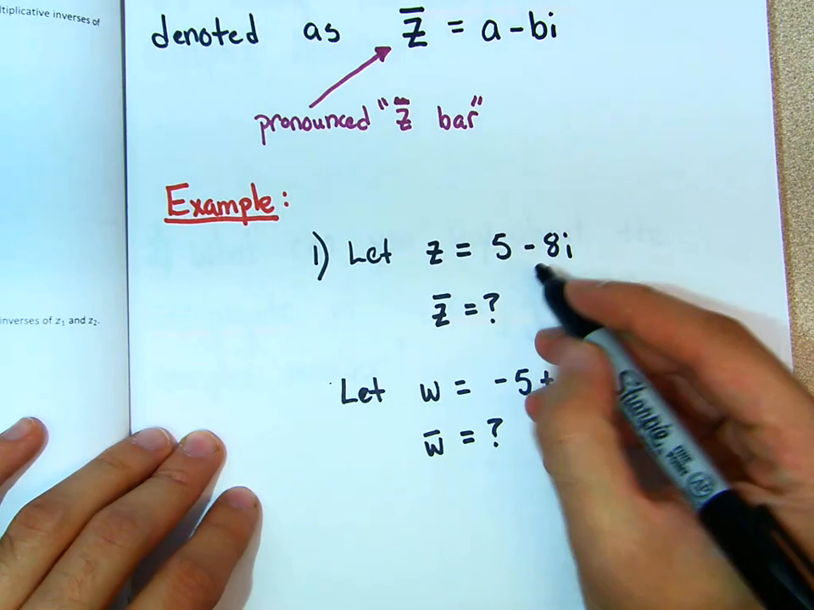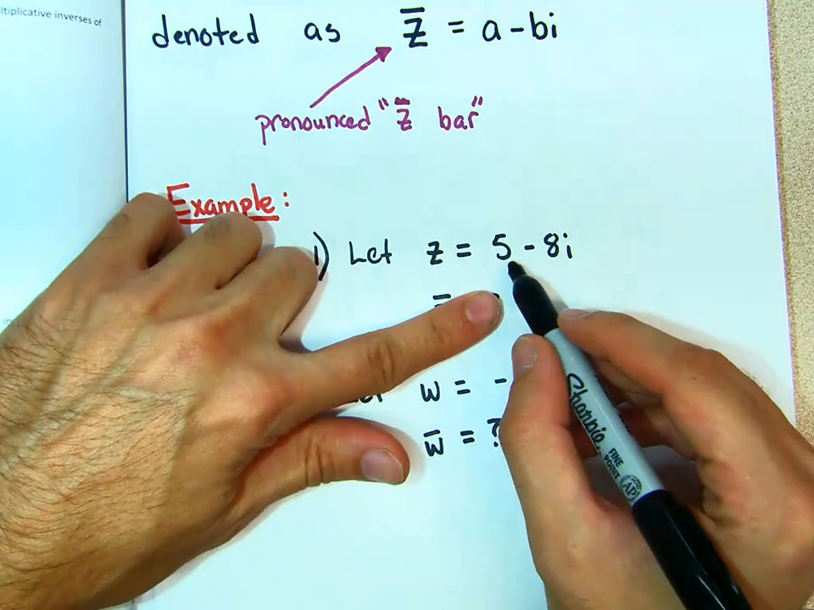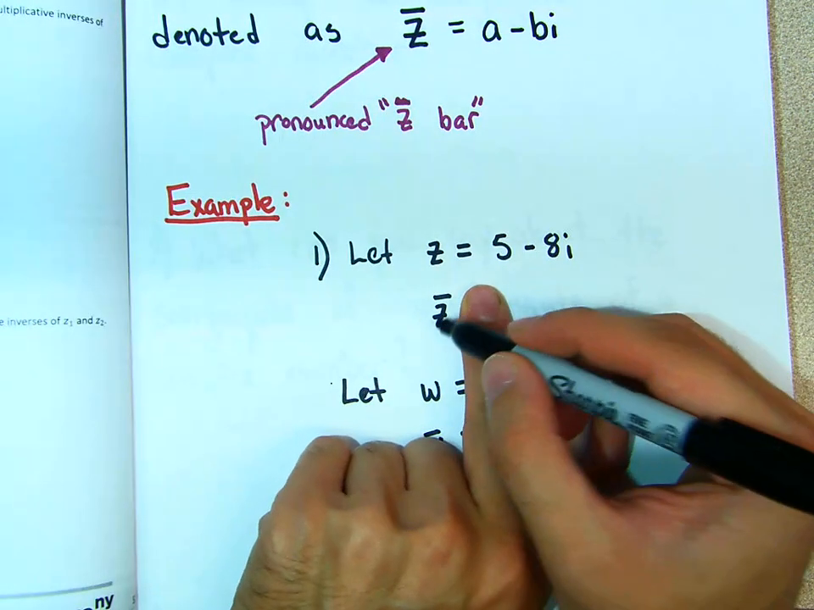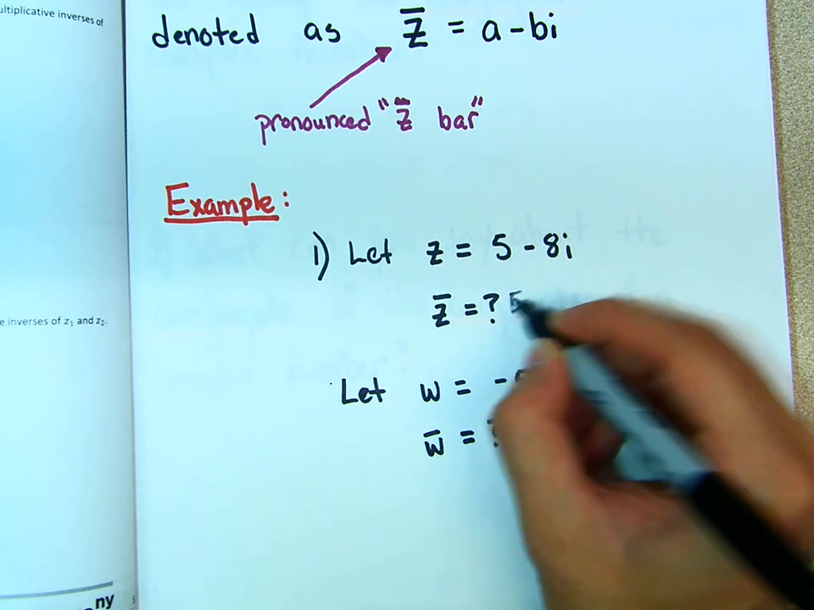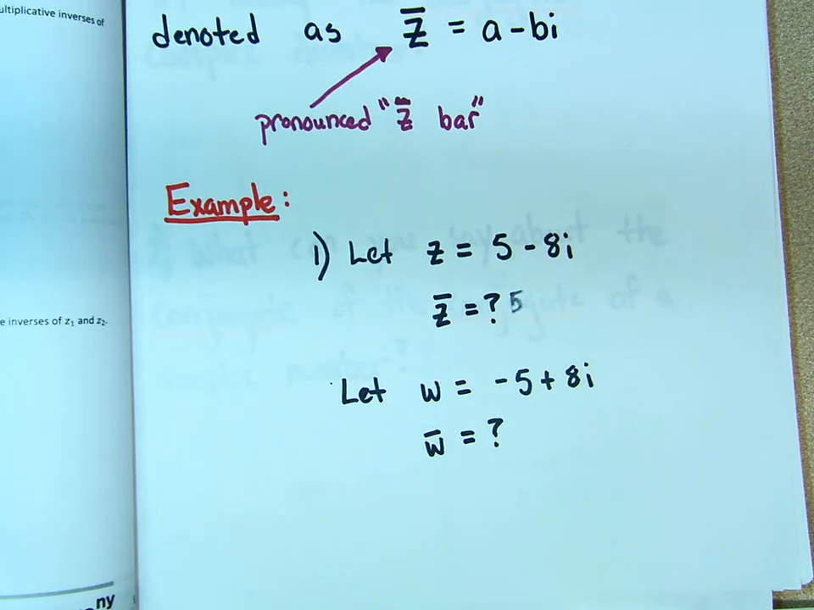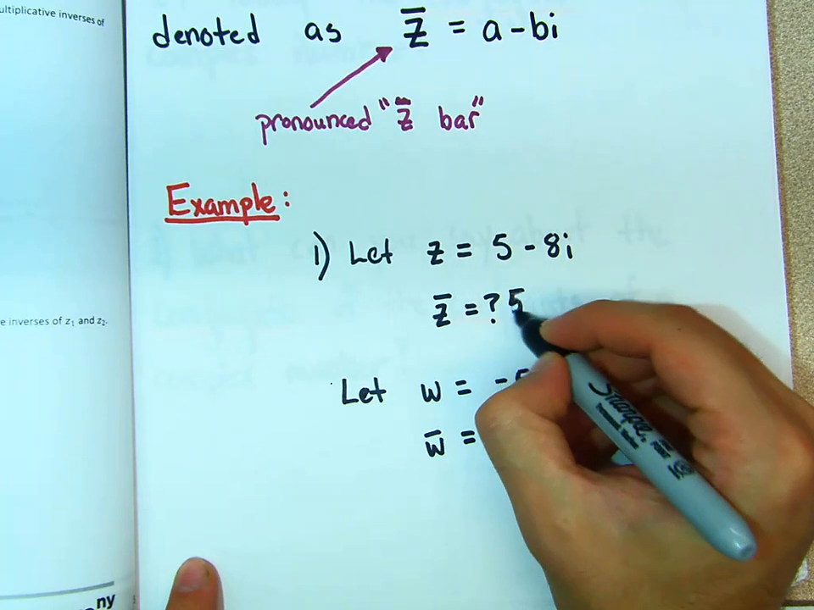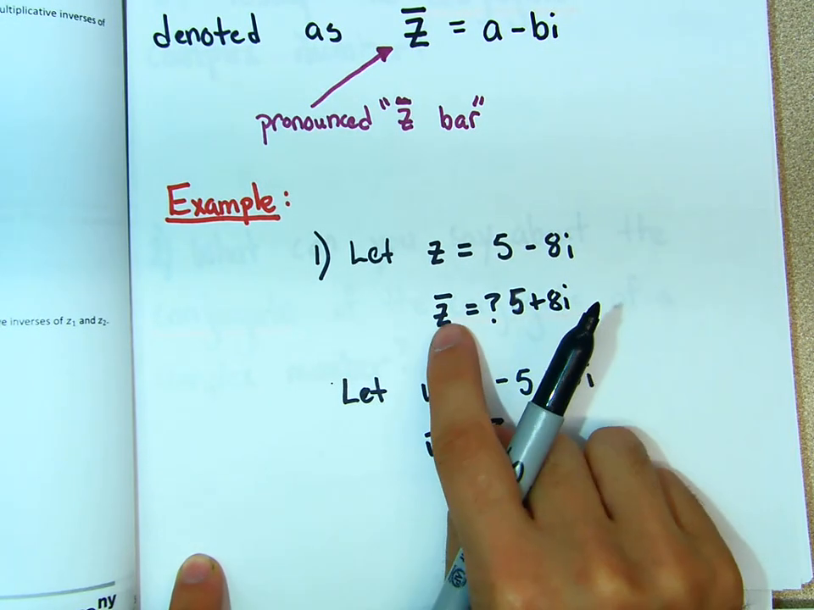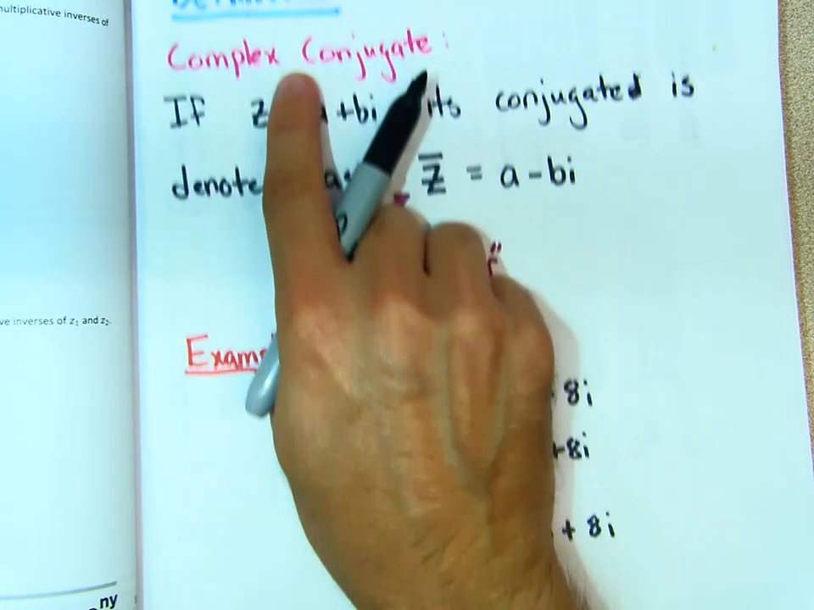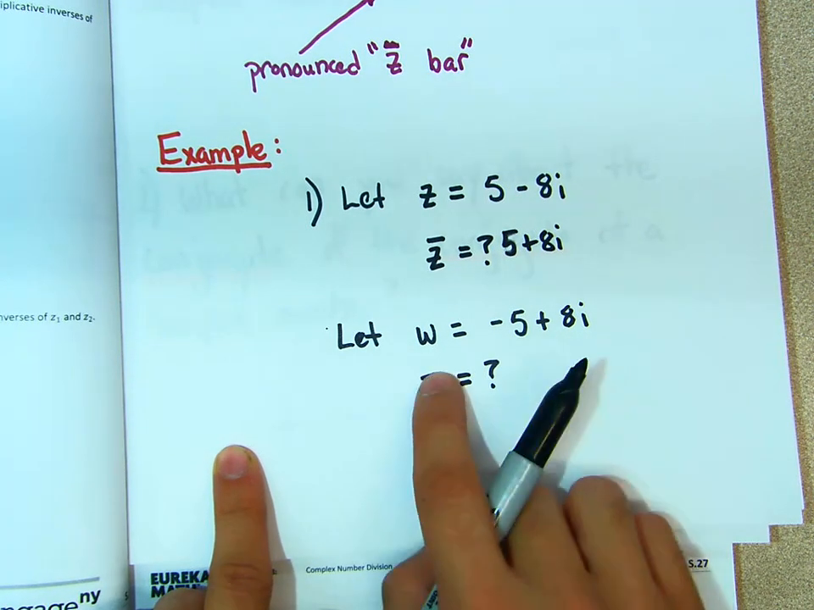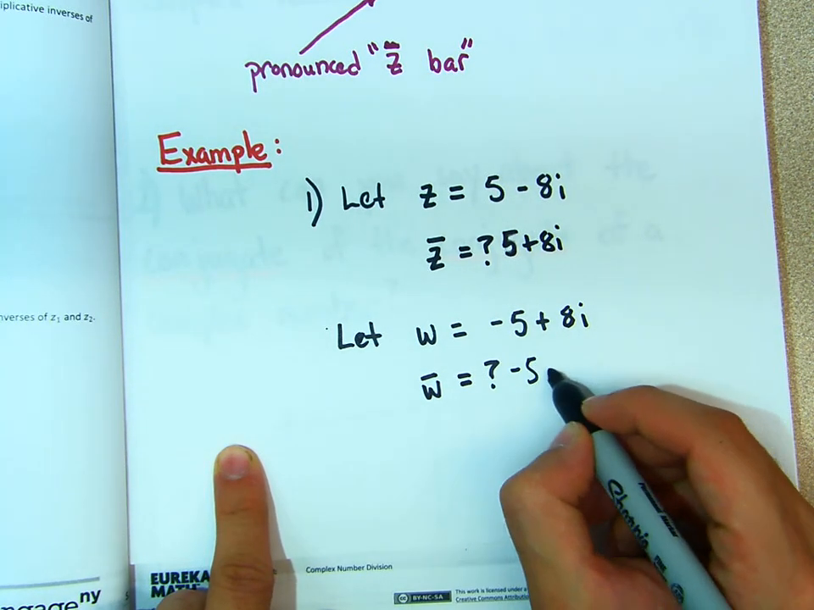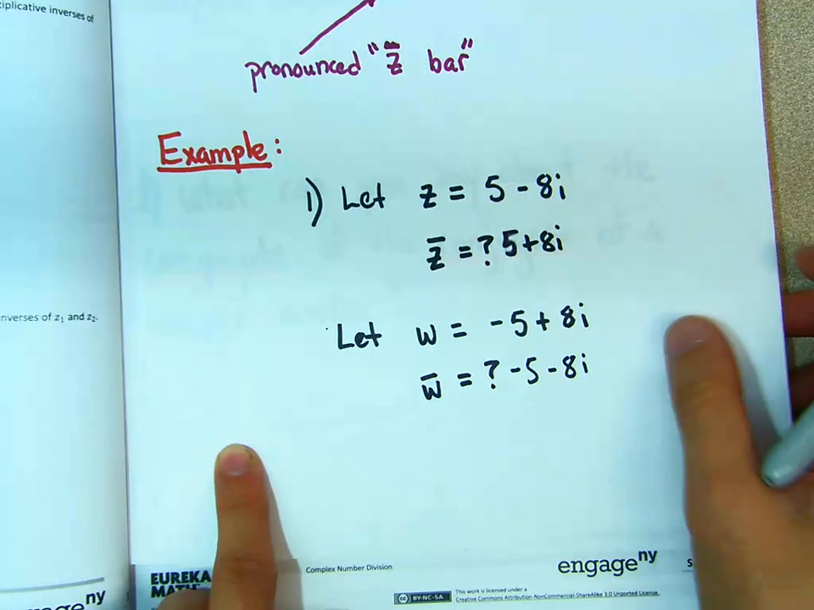So if I just say z is 5 minus 8i, what does z bar equal? You're just saying the conjugate. So this will be 5 plus 8i. This is just the symbol we're going to use for conjugate. Like if this is w, what's w bar? It's just minus 5 minus 8i. You're just taking the conjugate.